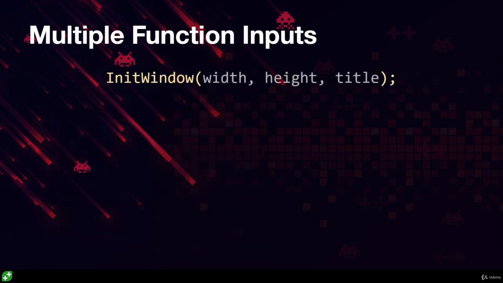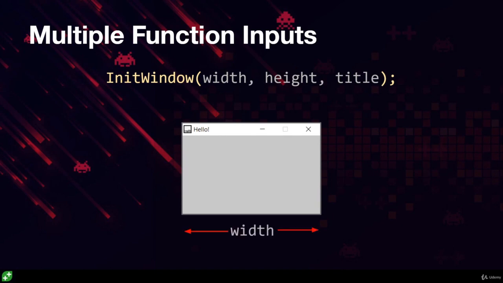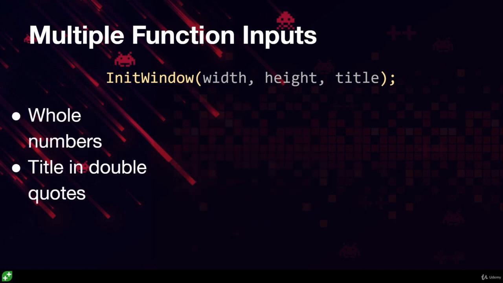The initWindow function takes three inputs: a width, a height, and a title. It uses the value that we pass in for the width as the width of the window in pixels. Likewise, it uses the value that we pass in for the height for the window's height in pixels. Now we pass in the title, and that becomes the text that we see on the title bar of the window. Now the width and the height have to be whole numbers, and the title has to be in double quotes, just like the input that we passed into the printf function.